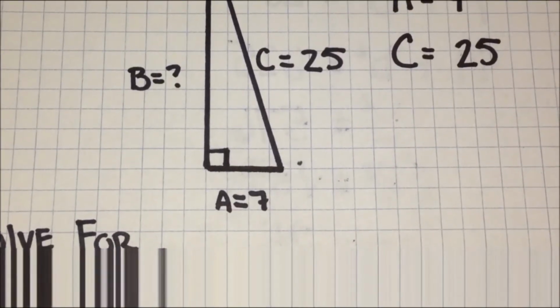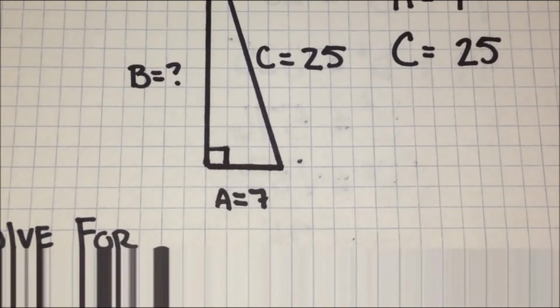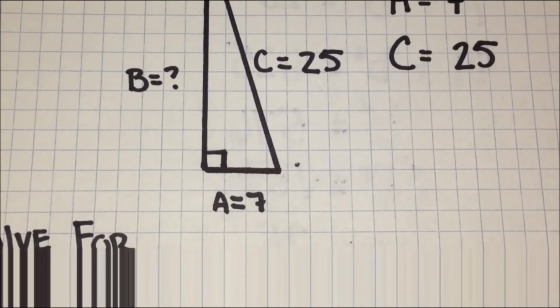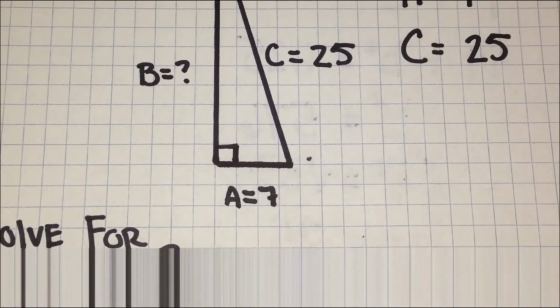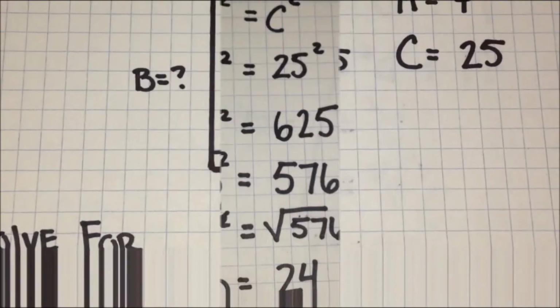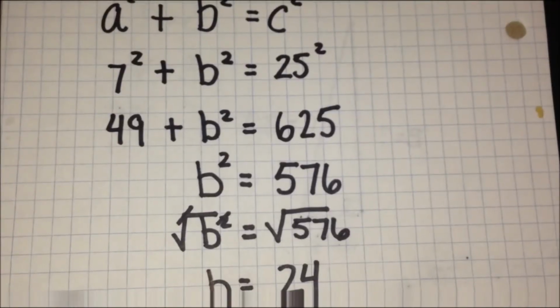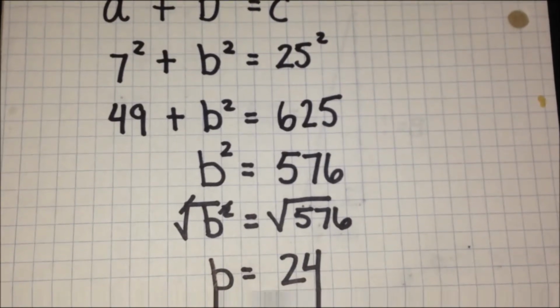In the second practice question, B will be unknown, A is equal to 7, and C is equal to 25. We are to use the Pythagorean theorem to solve for B. This is the solution to the second practice problem.